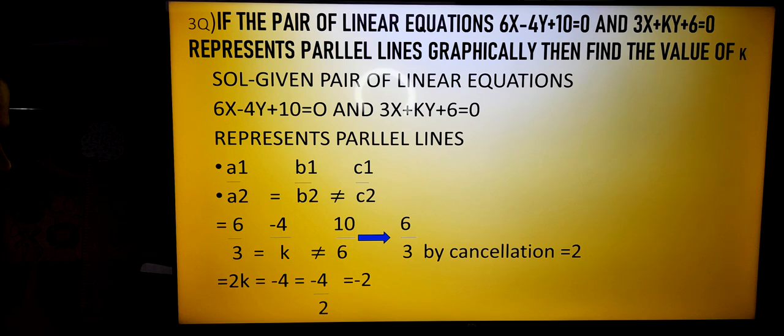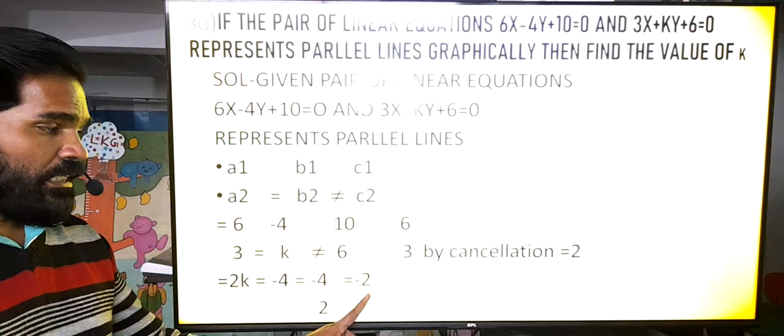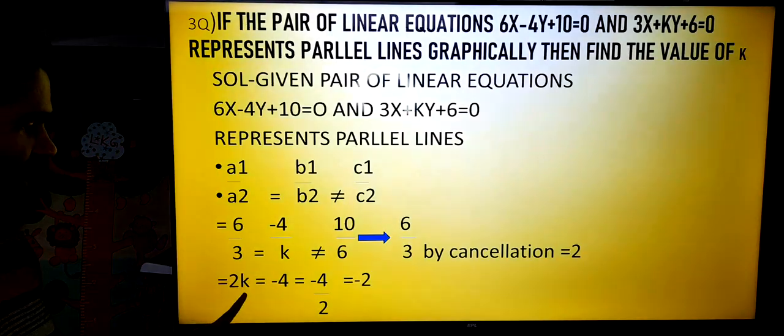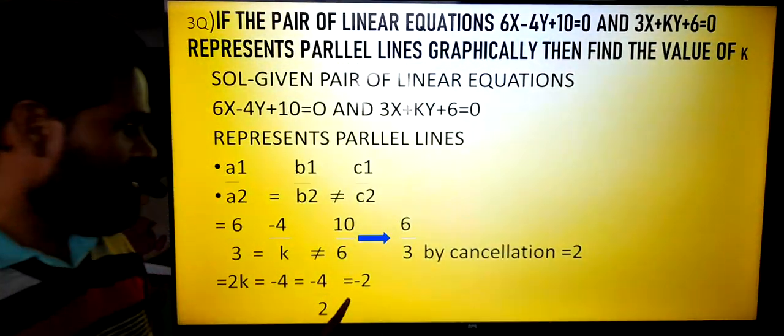Now in the next step, we will shift this 2 to the right side. When it shifts, because it's multiplying with k, it has to divide minus 4. When we cancel minus 4 and 2, we get minus 2. So this leftover minus 2 is the value of k. Therefore, the value of k is nothing but minus 2.